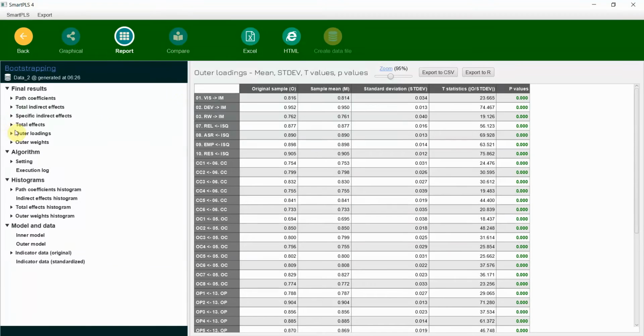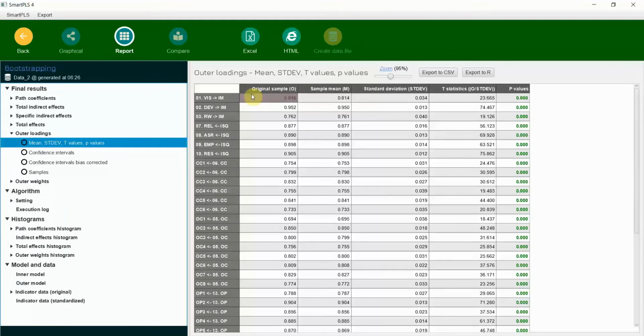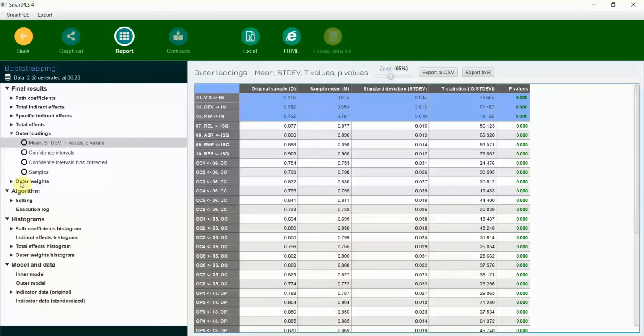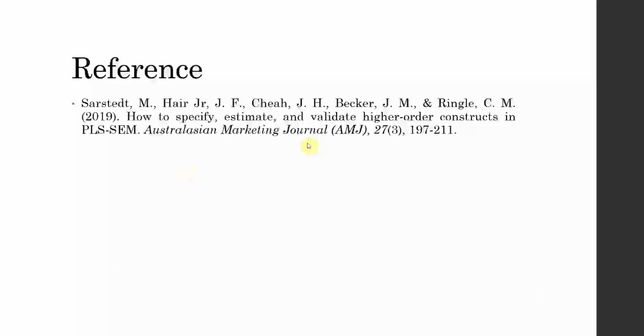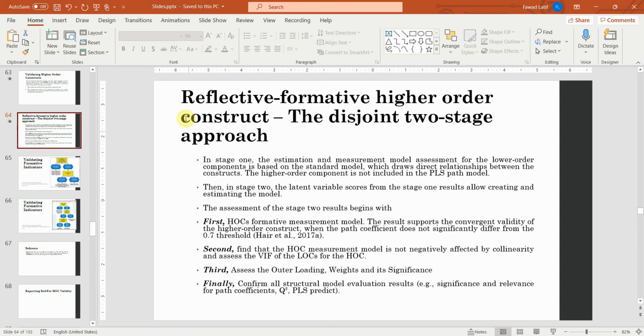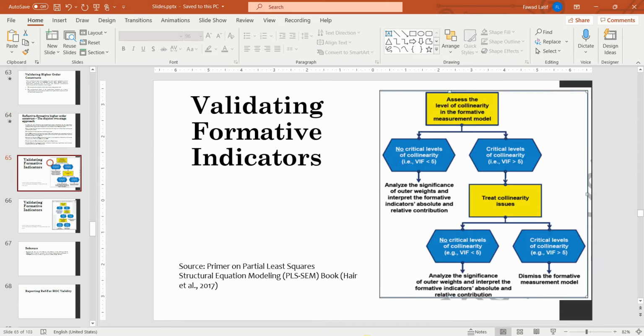Let's quickly go through it. Here it is, your outer loadings and their significance, your outer weights and their significance. Now in order to know more about it, you can read this very good article on validating higher order constructs. Next, how to report once your higher order reflective-formative construct is validated.